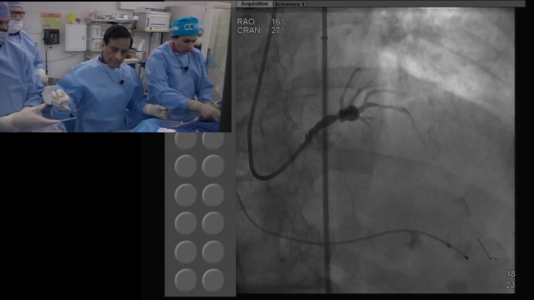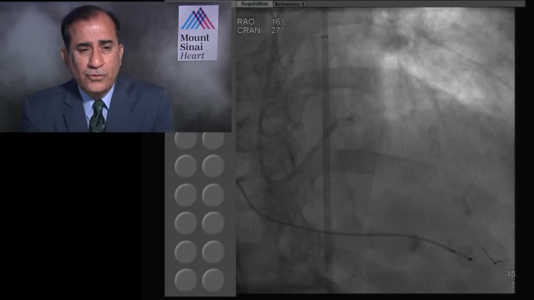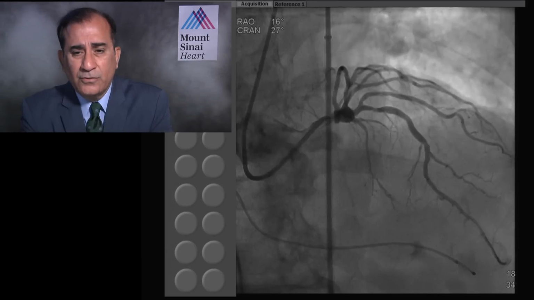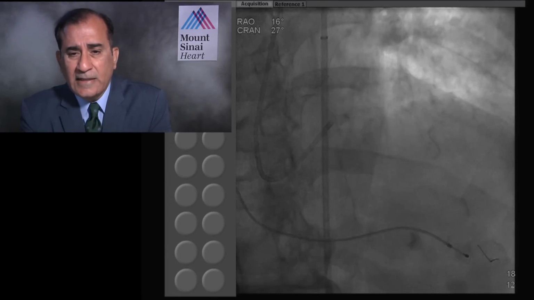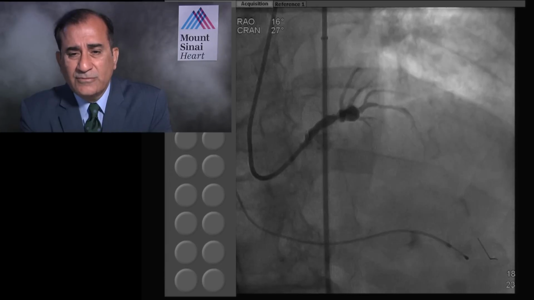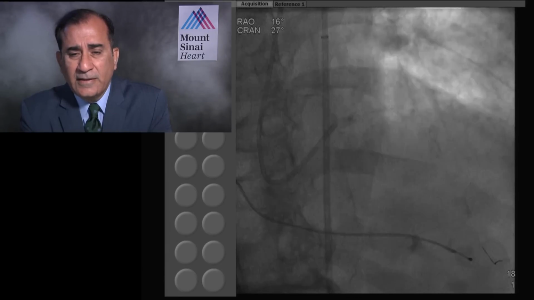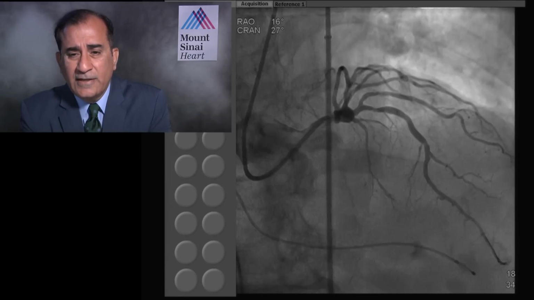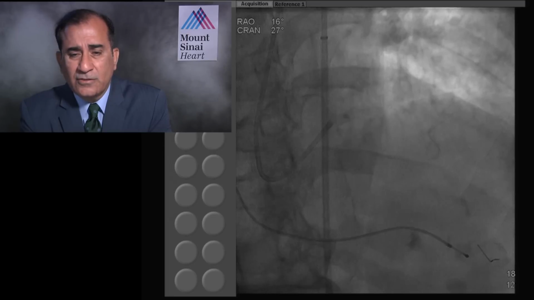Going back to the issue of FFR to help guide CABG, logistically, how does it work? Your patient comes, has a coronary angiography, so you now go ahead and FFR all 3 vessels? Yeah, that's a very good point.